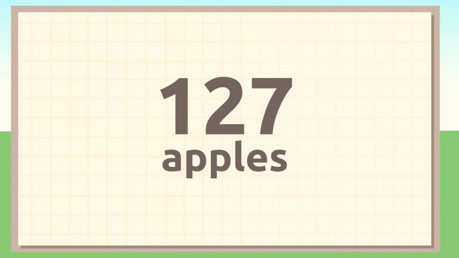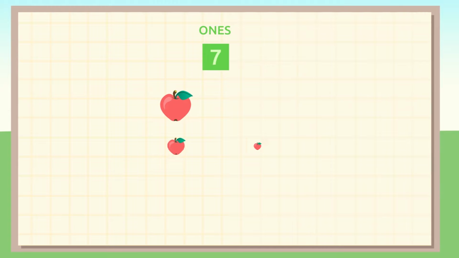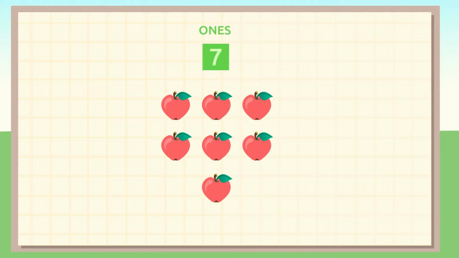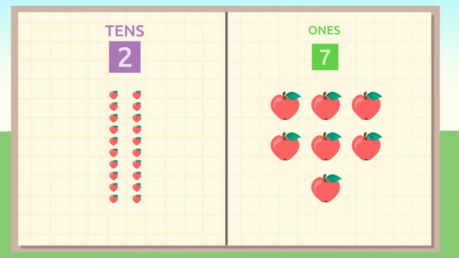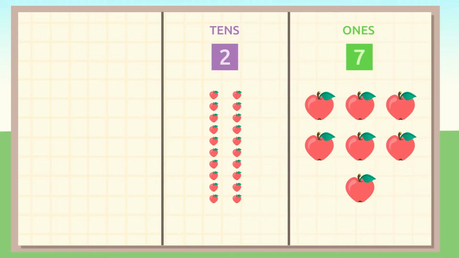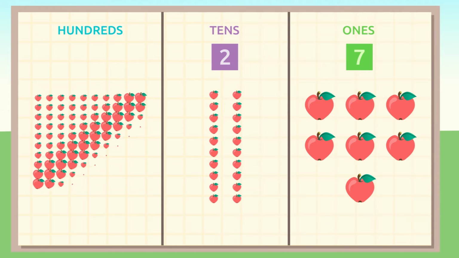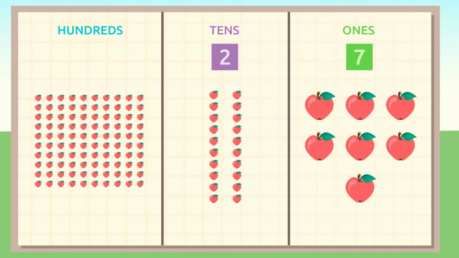Since we counted 127 apples earlier, we can place 7 single apples under 1's value. We had 2 groups of 10 apples, so we can place the 2 groups under the 10's value. Finally, we had 1 group of 100 apples, which we made with the 10 groups of 10 apples. We can place the 1 group under the 100's value.